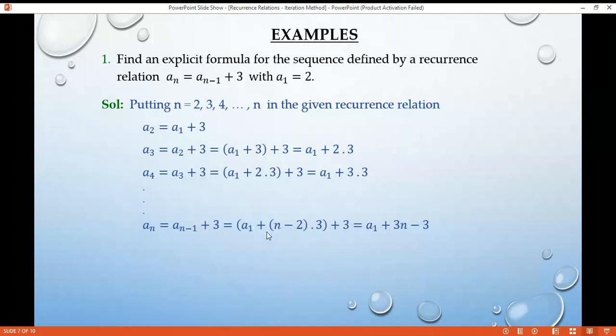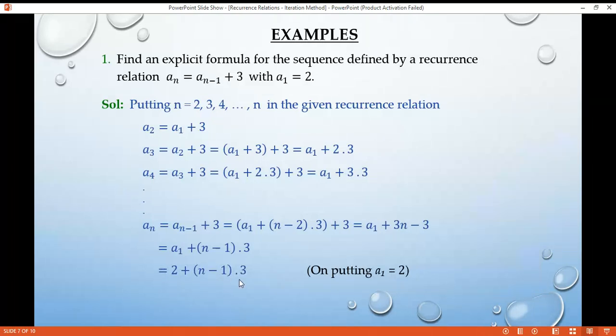So now it becomes a_1 plus 3n minus 3 minus 6 plus 3, so minus 3. Now when we solve it, it gives a_1 plus (n minus 1) into 3, and we have the value of a_1, that is 2. So 2 plus (n minus 1) into 3. Like that we have a_n is 3n minus 1. So this is our nth term, and this is the solution of this given recurrence relation. Clear how to solve this?